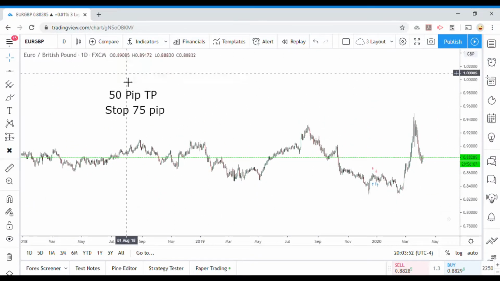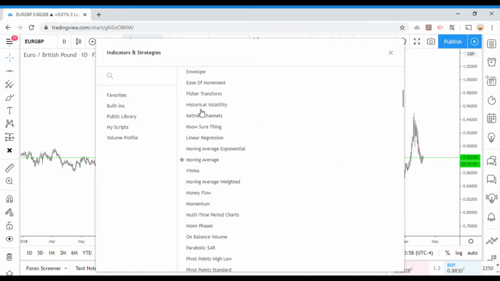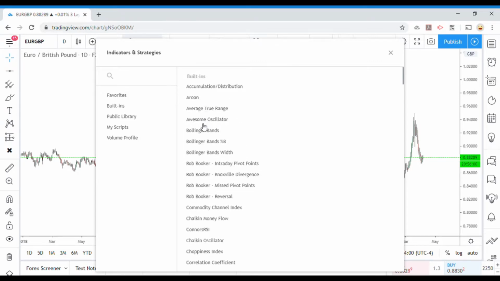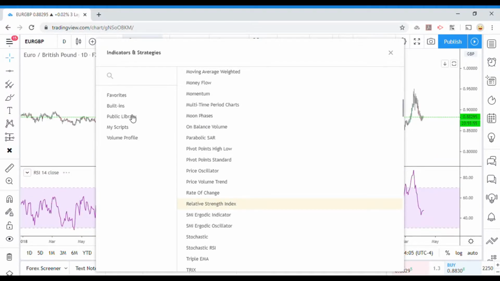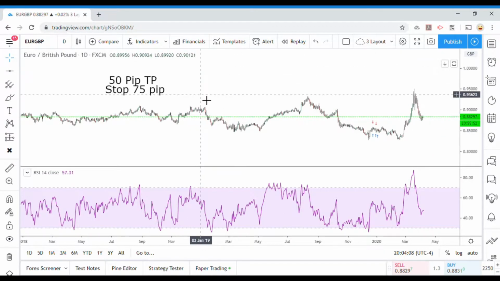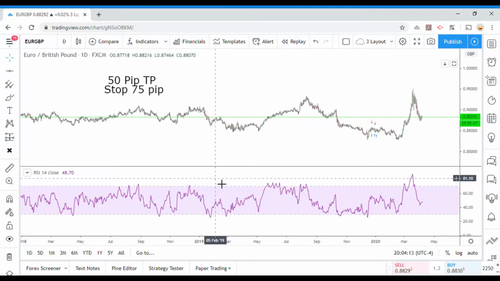All right. Now, let's find the RSI. Excuse me. Let's see. RSI. And as I said in my previous videos, we are going to leave it at the default settings. We are going to test the RSI just like the experts say we should test the RSI.